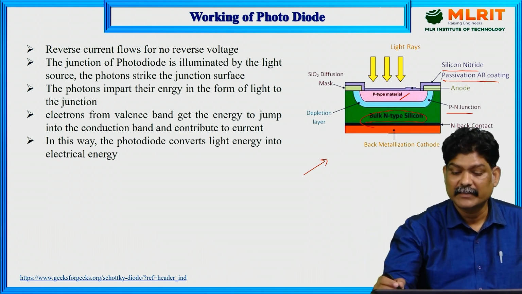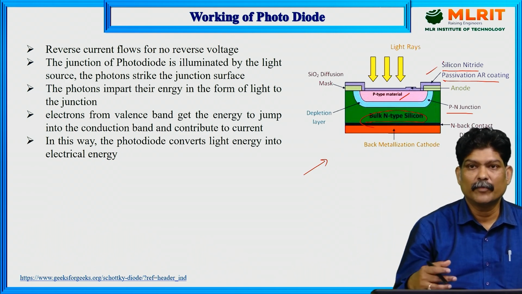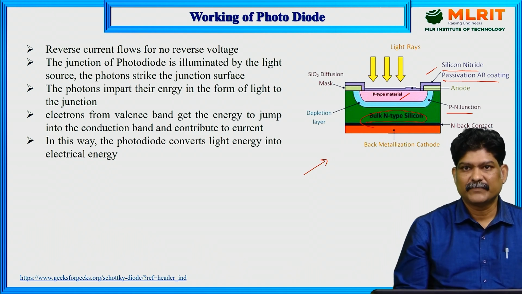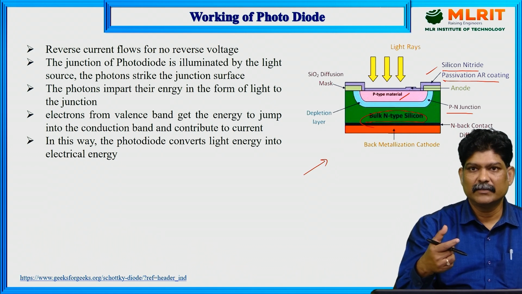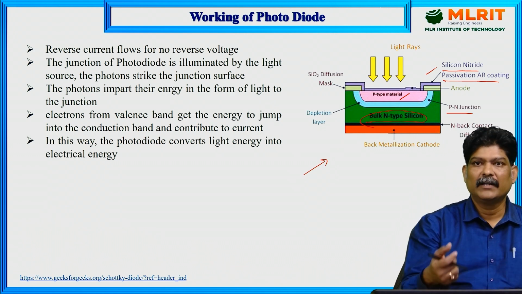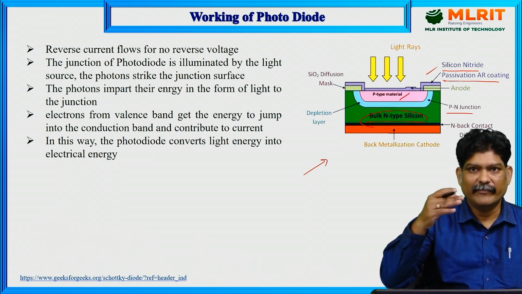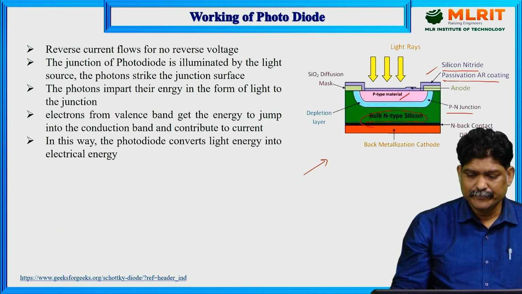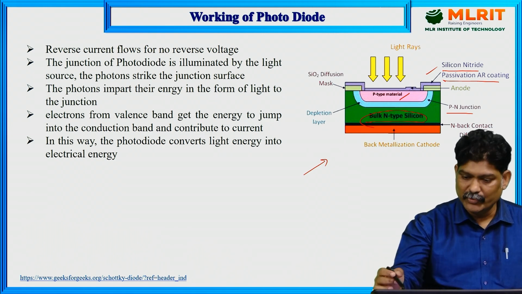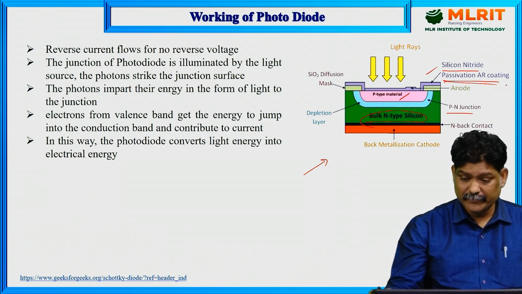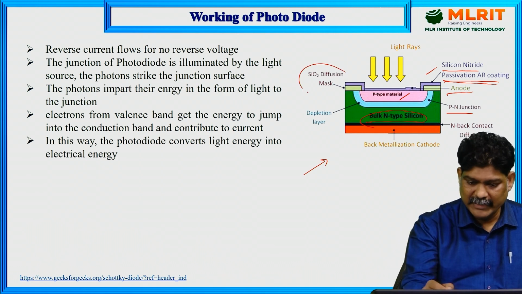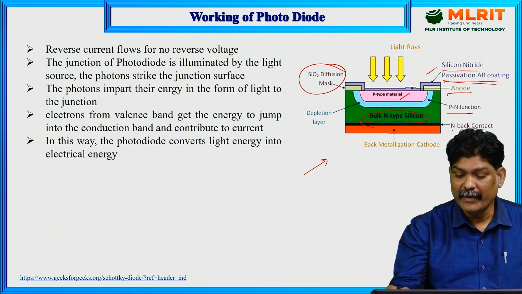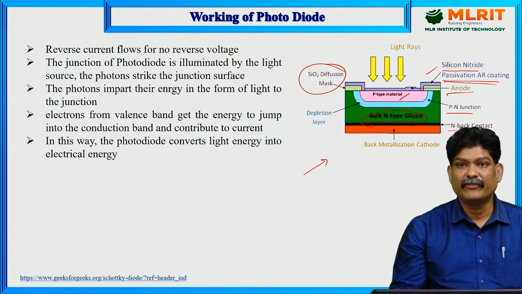It is an anti-reflecting coating, because whatever light rays impinge on this surface should not be wasted. Most of the energy has to be captured by the semiconducting material. Otherwise, when the sunlight reflects back, there will be a loss of energy. Therefore, to avoid this, we use this passivation AR coating. An anode and SiO2 diffusion mask are also placed, and then we have another N-back contact diffusion on the backside.